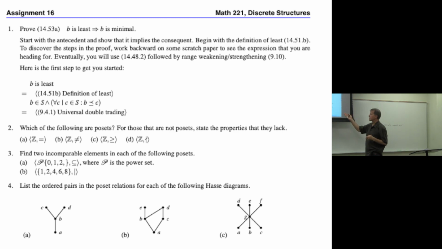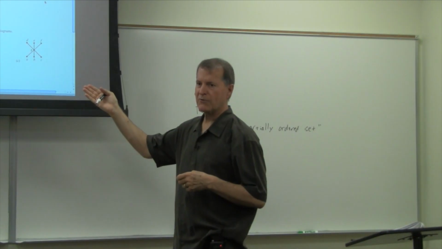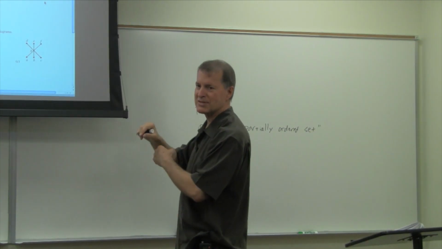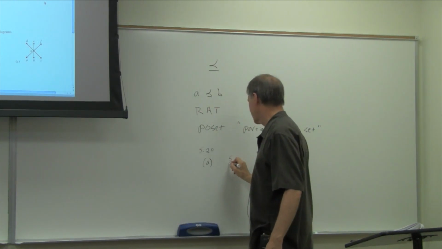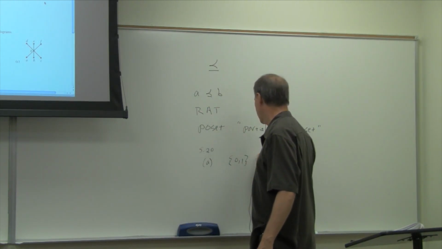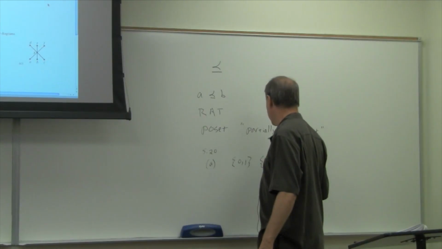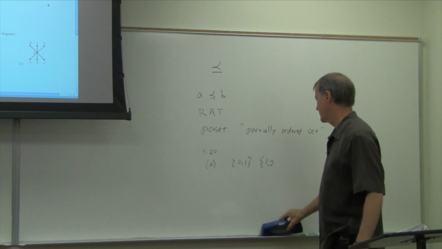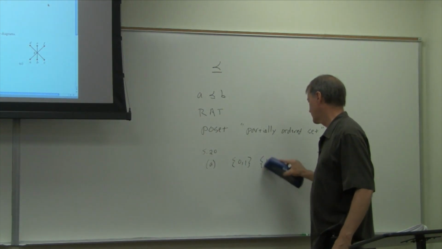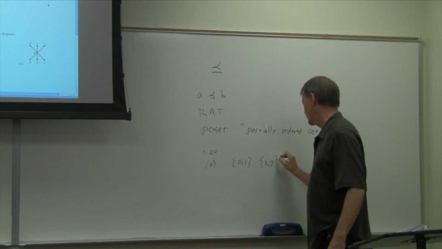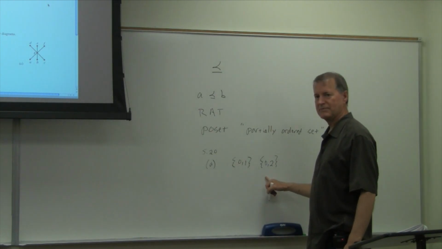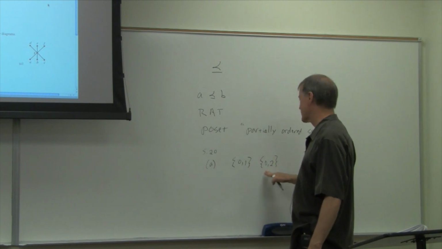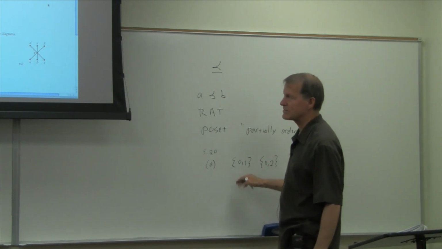The power set is the set of all subsets, right? So we have to find two subsets such that one is not a subset of the other, and the other is not a subset of that one. So {0, 1} and {1, 2}. These are incomparable, right? Or you could have put {0, 2}, either way. So these are incomparable because neither is a subset of the other.